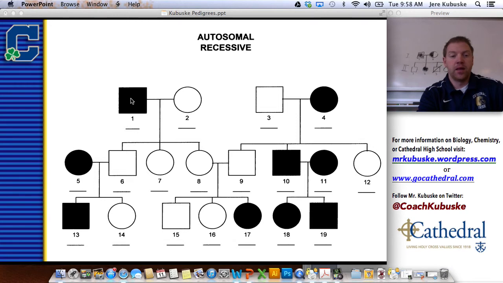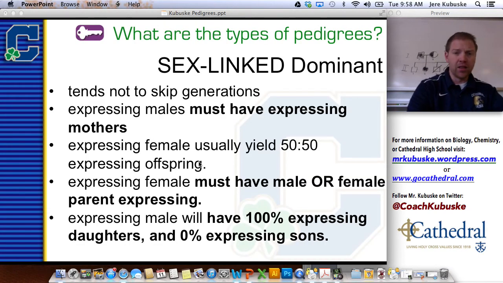Okay, same thing up here. This person has the trait, but then it disappears in his next generation. That tells you right there, boom, that's got to be a recessive trait. All right. Now, a little bit more complicated.